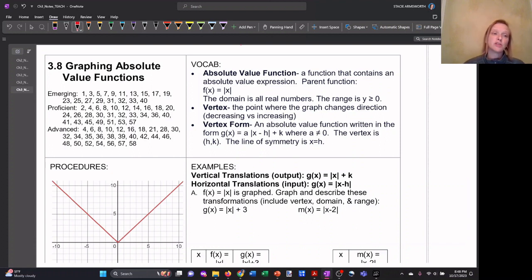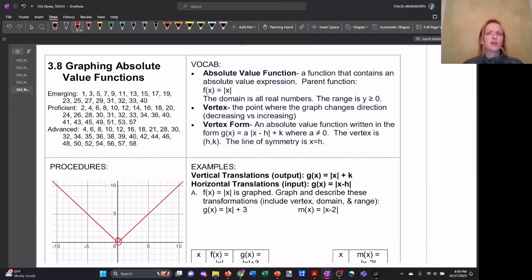And absolute value functions have the general shape that you can see here in the bottom left-hand corner. They have a V shape to them, which actually makes it easier to do transformations with them because you can track where the vertex moves as you transform the function. What's a vertex? The vertex is this point where the graph changes direction. So the absolute value is decreasing, and then it changes direction, and it's increasing after the vertex.